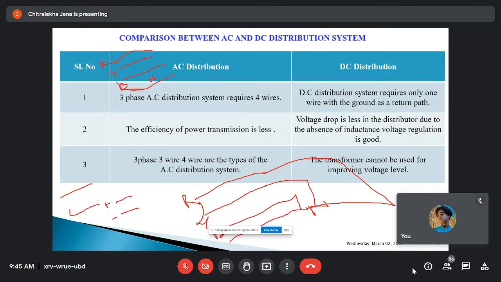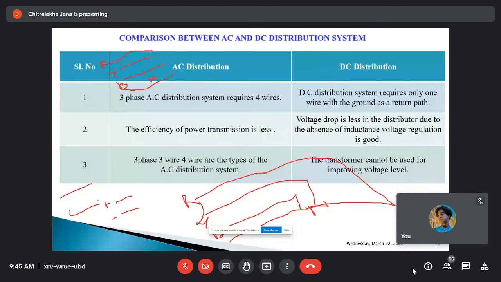So now coming to the comparison between AC and DC distribution systems. What is AC and what is DC? Just tell me the full form of AC and DC. Alternating current and direct current. Okay. What is the difference between alternating current and direct current? Whatever you have read, tell me. Whatever idea you have about alternating current, whatever idea you have about direct current, tell me.